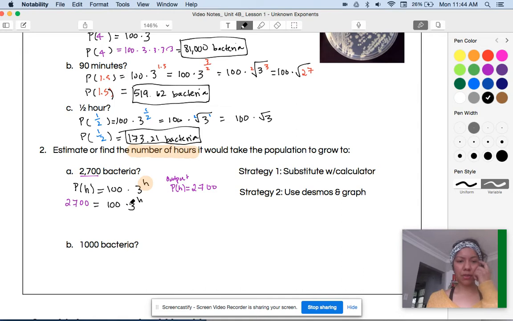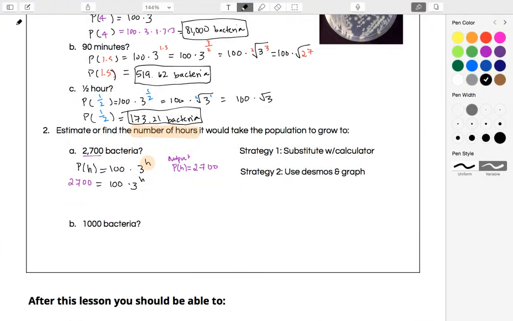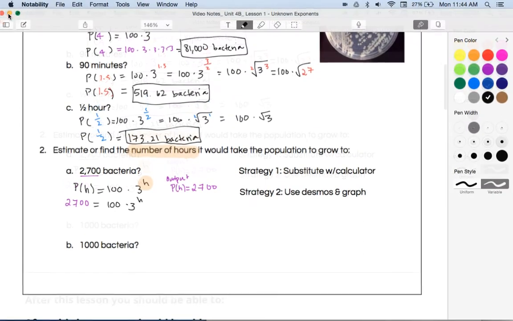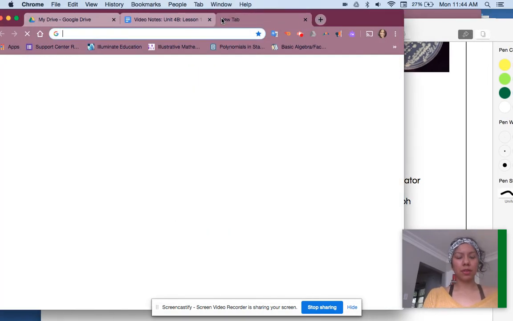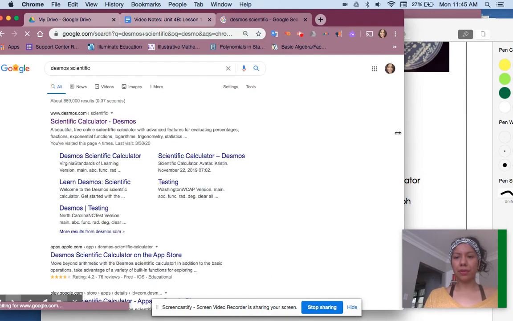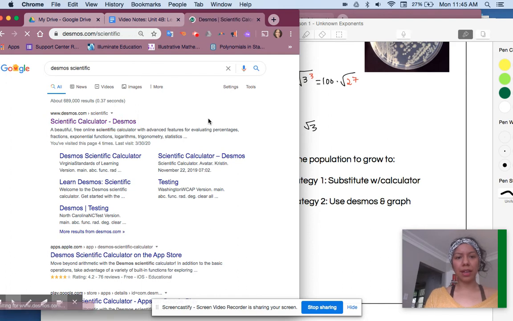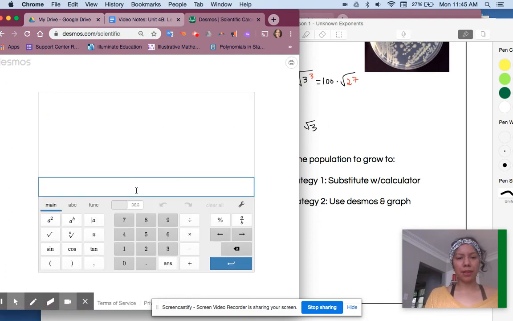Now, how can we figure out the value of H? You can actually just plug this into your calculator and figure out the values. So let's figure this out together. Let's go to Desmos. I like using the Desmos scientific calculator. It's really helpful. You just click on that, and it should populate a calculator. And you can also use this on your phone too. So we can write 100 times 3, and let's plug in some values.